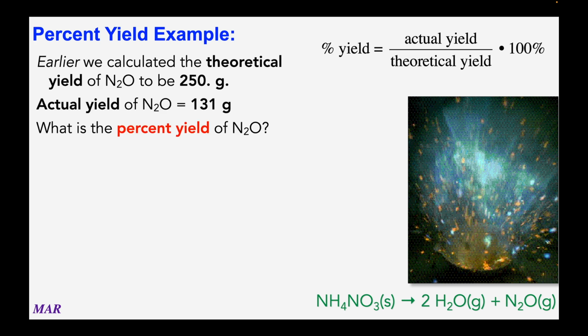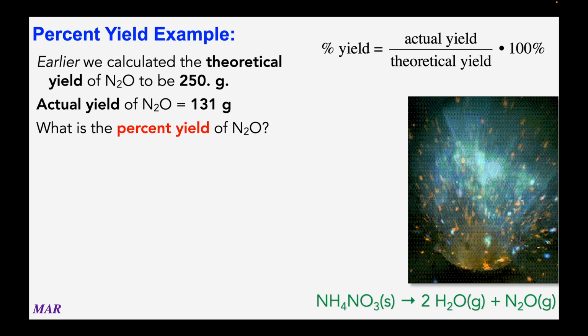Let's say in the last example, we were supposed to get, theoretically, 250 grams of N2O. Cool. But for whatever reason, when we did the reaction and tried to follow the instructions, we only got 131 grams of N2O. That's the actual yield. And why we got less, I don't know. You'd have to know the experiment to figure it out. It doesn't really matter. But we can use this information to calculate the percent yield of N2O.